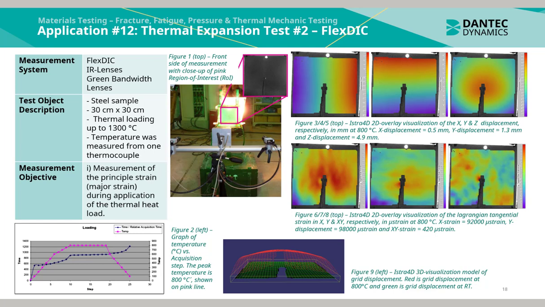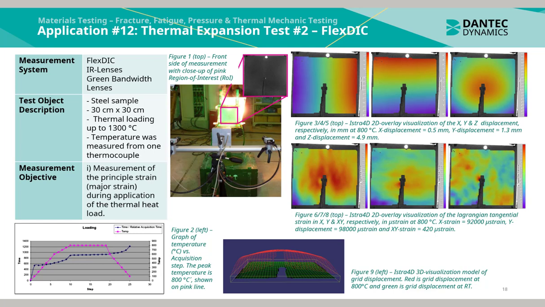In Figure 1, we can see the DIC setup. A close-up of the front side of the measurement can be seen shown in the pink border. Figure 2, shown to the left, is a graph of the temperature in degrees Celsius versus the acquisition step. The peak temperature is 800 degrees Celsius, shown on the pink line.